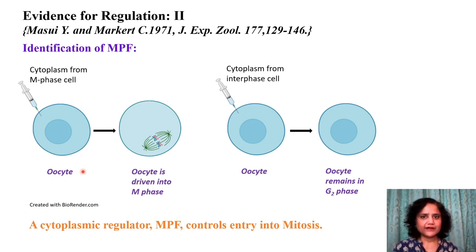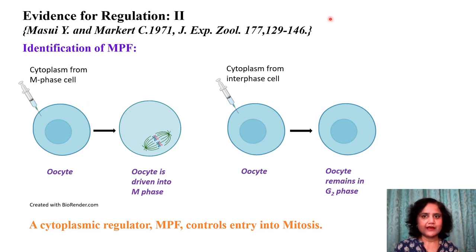What they did is they injected the cytoplasm from the M phase oocyte into the G2 phase oocyte, which was normally resting. And what they observed is, as soon as they did this, this G2 phase oocyte could enter into M phase, that is, it was driven into M phase, which it normally does upon a hormonal trigger. So now it could enter M phase without hormonal stimulation.